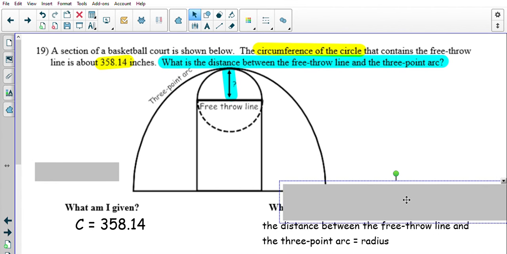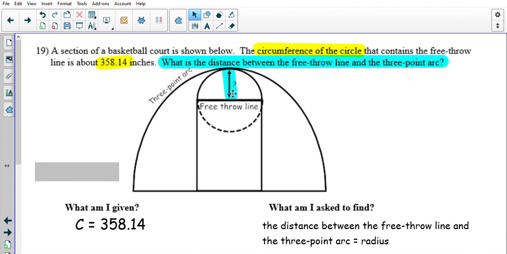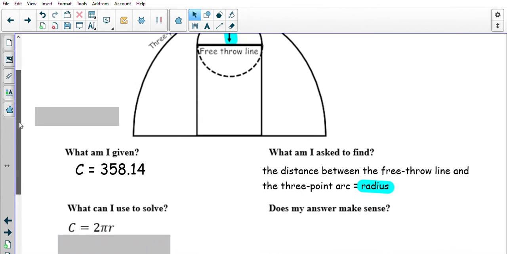And so that's going to be from the center of a circle. The way that we're specifically laying this out is from the center of a circle to the outer edge, which once again is going to represent the radius of the circle. So we've got our formula, C equals 2 pi r. We need to find the radius.